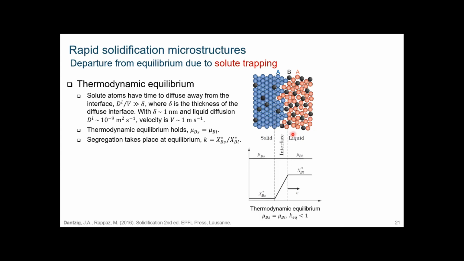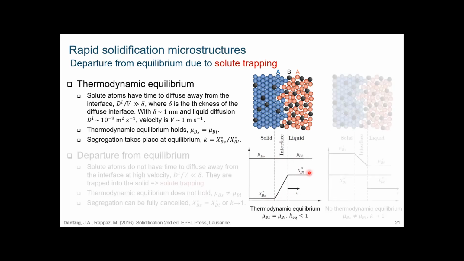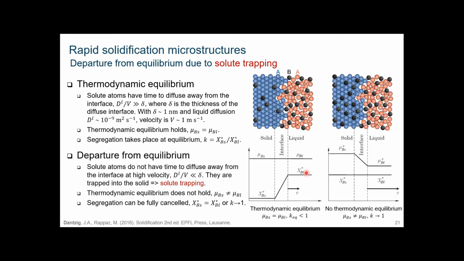And this happens with thermodynamic equilibrium, meaning you have equilibrium potential of the atoms in solid and liquid. And you retrieve the segregation coefficient given by the thermodynamic equilibrium. Well, when you have departure from equilibrium, the atoms do not have time to diffuse away from the interface that moves at velocity v. So D over v is now much lower than delta, the thickness of the diffuse interface. And so the atoms are trapped in the solid. This is what we call solute trapping.